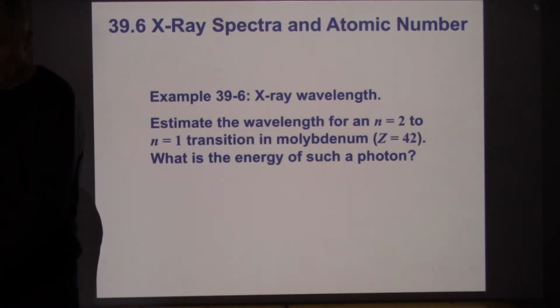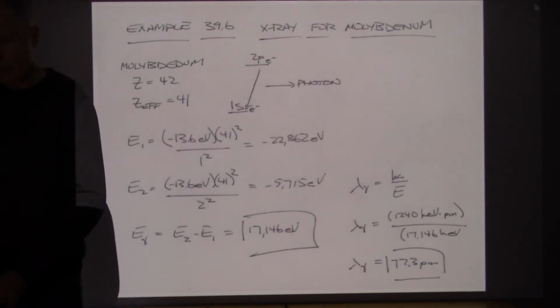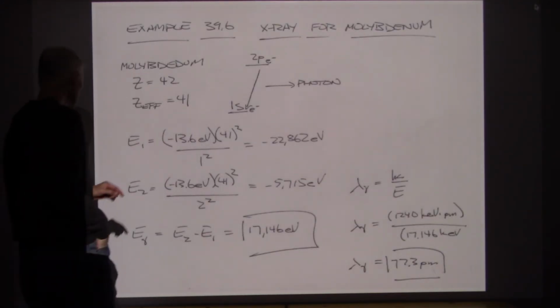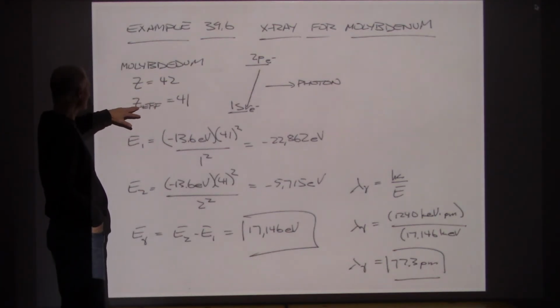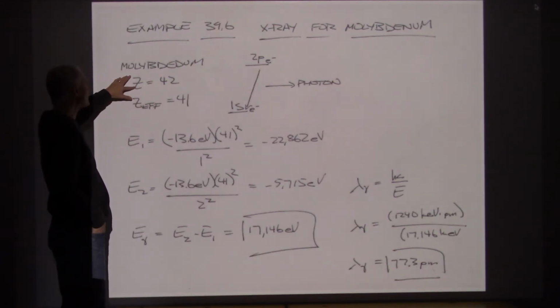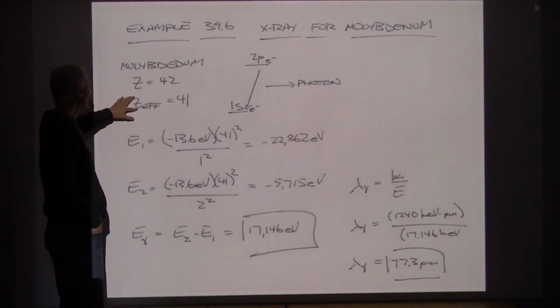Okay, here's an example back to using X-rays with molybdenum. Let's see how this works. Molybdenum is element number 42. As we were saying before, to get Z effective, I take the actual number of protons and subtract 1.